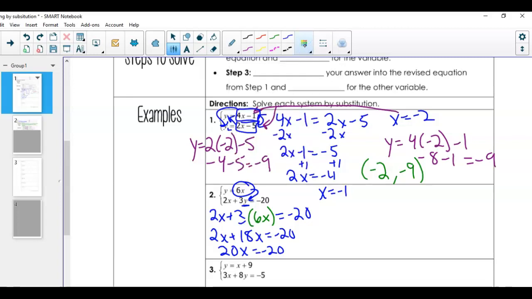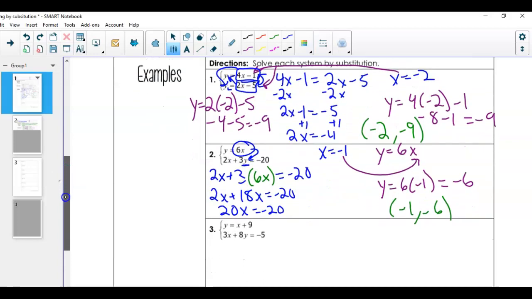Because I know my y equals 6x, I can put -1 in for x to figure out what my y value is. And I can see that this is going to be -1, -6. All right, let's do some more.